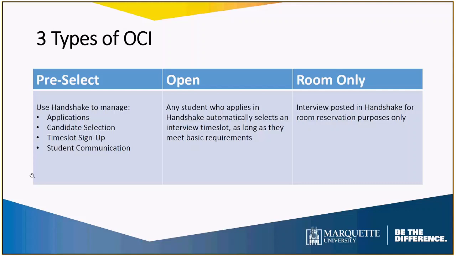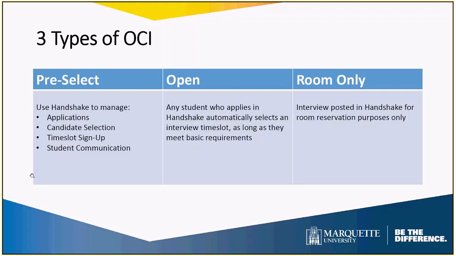It's called pre-select because after students apply, you are pre-selecting which candidates you'd like to interview. And again, all happens in Handshake. The next format is an open schedule, which is really rarely used. In fact, out of the 48 employers in fall 2019, we had 1 employer who used the open schedule.